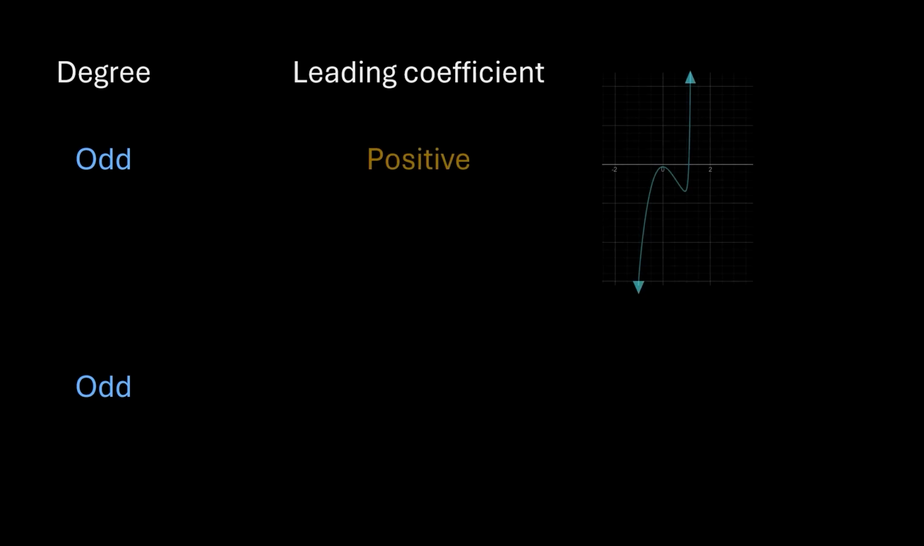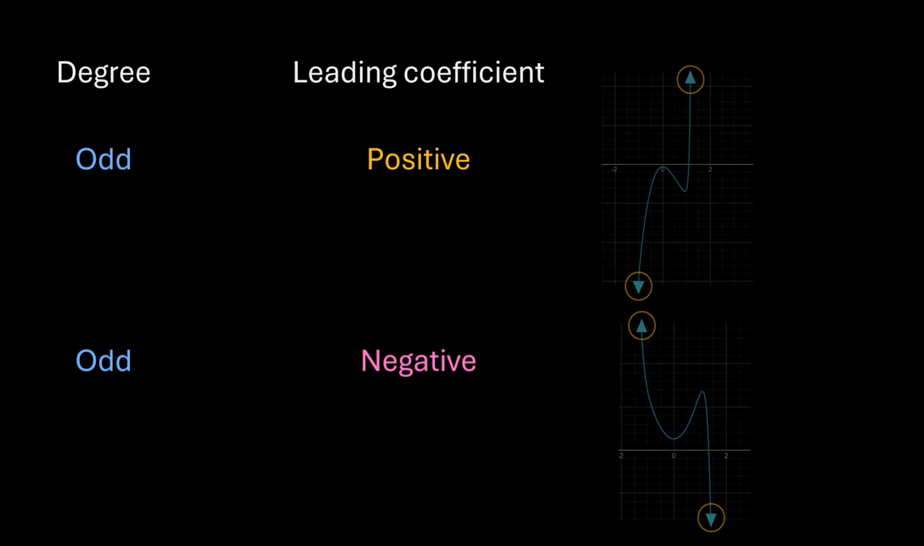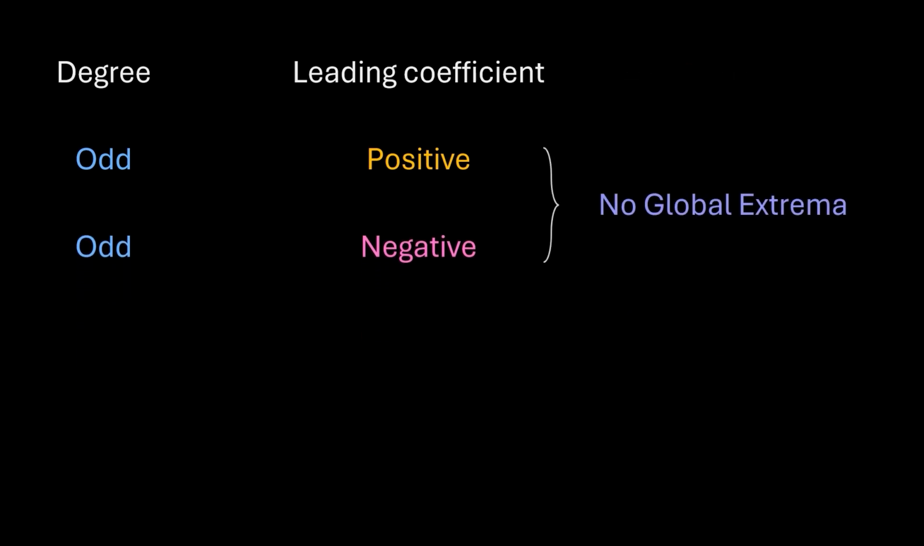This concept, however, doesn't apply to odd degree polynomials, because their graphs look either like this or this. Notice how the graph heads off to infinity in both directions. So there is neither a global maximum nor a global minimum.